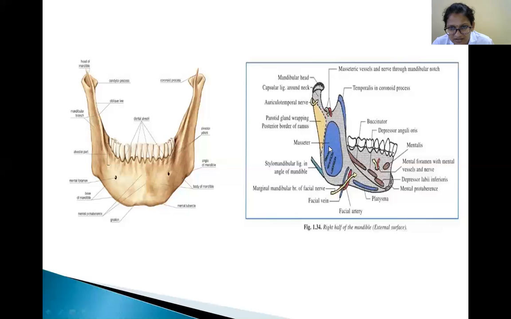On the external surface, the posterior superior part along with the posterior border will be related with the parotid gland, and the rest of the external surface gives attachment for the masseter muscle. The lateral surface of the ramus is related with the parotid gland and masseter muscle.